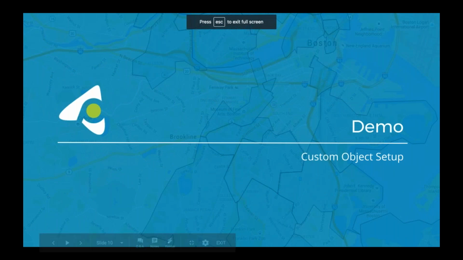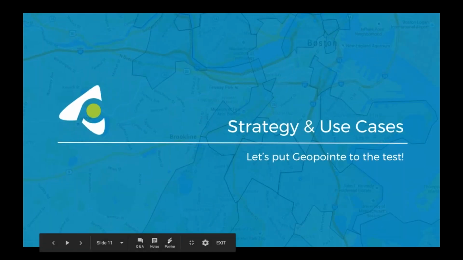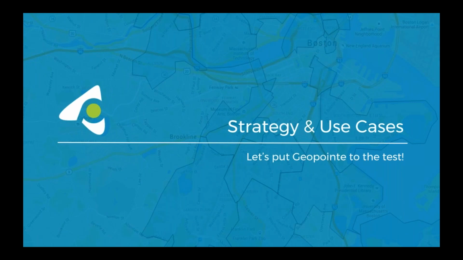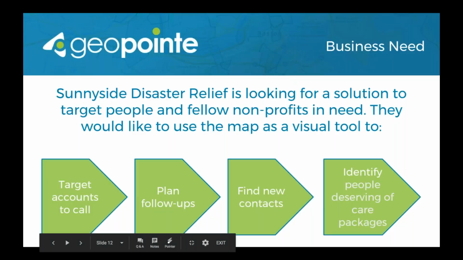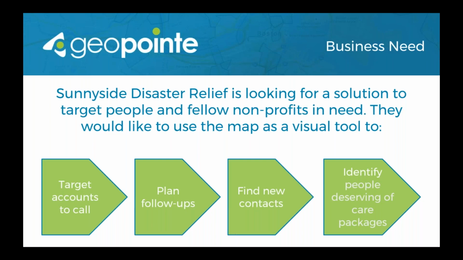So moving on. Now we're going to move into strategy with a particular use case. So to demonstrate this, I have come up with Sunnyside Disaster Relief. They are a nonprofit that are looking for a solution to target people and other fellow nonprofits in need. And so here are some of the things that they want to be able to do on the map.